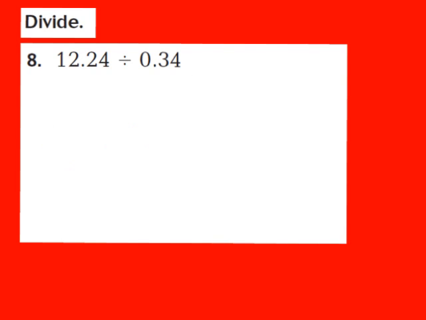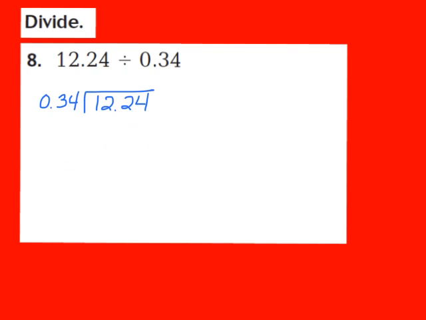Now let's take a look at question number 8. For question 8, they give us 12 and 24 hundredths divided by 34 hundredths. Well, as my first step, I'm going to go ahead and rewrite my division problem. I'm going to take my 12 and 24 hundredths and rewrite it, and I know that I'm dividing my 12 and 24 hundredths by 34 hundredths.